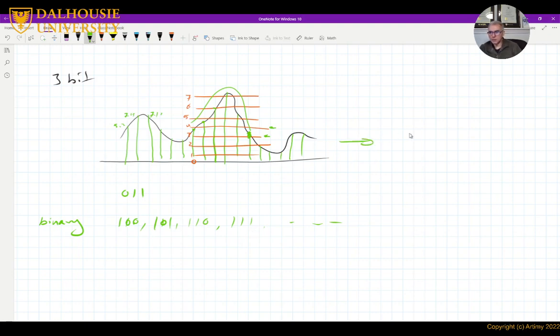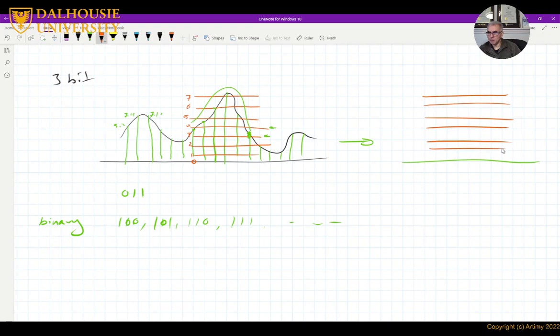When I receive it, the receiver will take these numbers and convert them back, so I have the same levels here. So when I get 100, the receiver will put a mark here. Then when I get 101, the receiver will put another mark. 110, which is 6, it's going to be here, and 7 is going to be here, and then after that will be the other ones. So here the receiver will be able to convert my signal back to its original form.